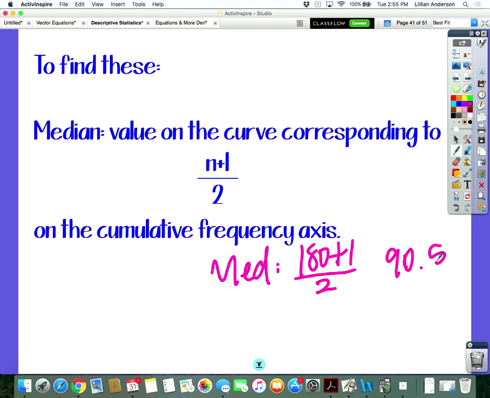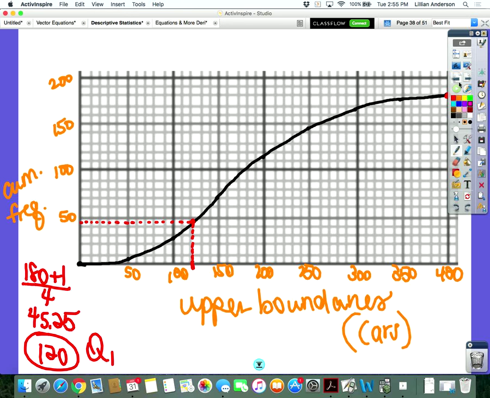That's not our median. That just tells us where on our cumulative frequency axis the median is located. So I'm going to go back to my picture. I'm going to go to 90.5, which is really close to 90. Okay? Draw that horizontal line over. Kind of wavy, but you get my curve. Hits my curve and drop down a perpendicular. Based off of my graph, I could possibly say that's about 170.